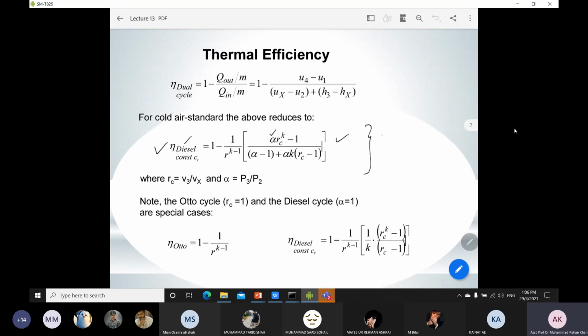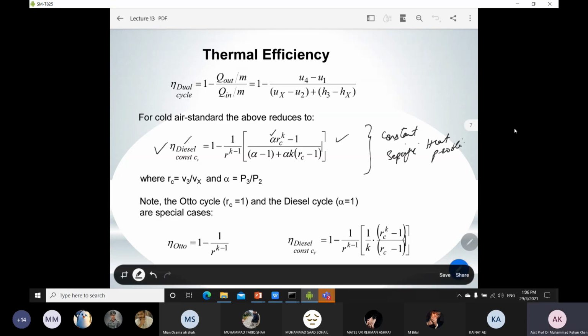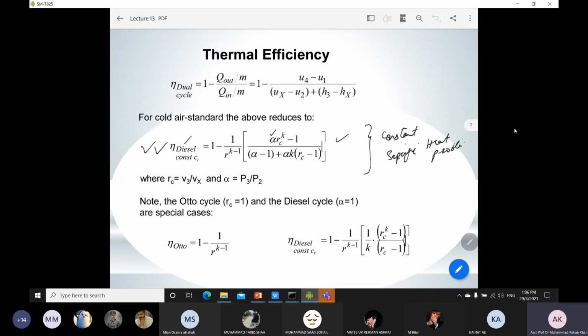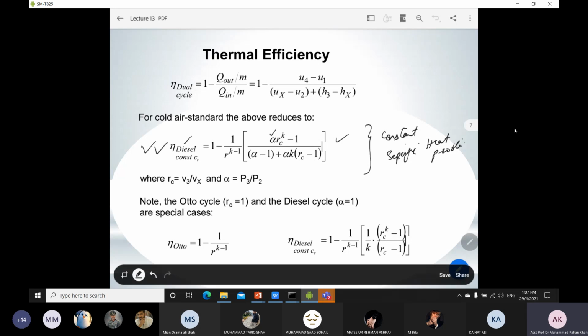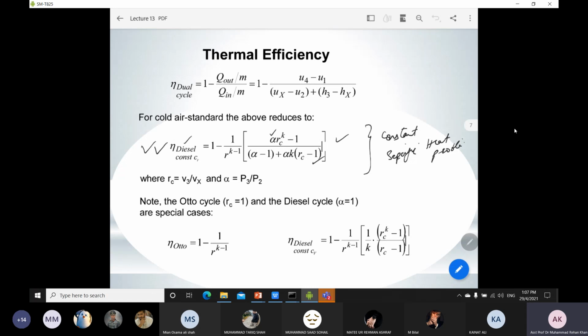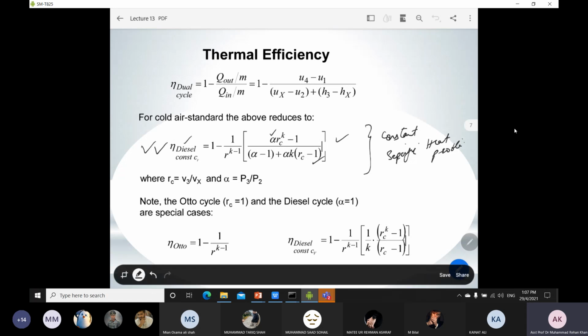Okay, and this equation is valid for constant specific heat problems. So if there is an assumption that you have to find the cold air standard efficiency, and if you have the values of compression ratio, cutoff ratio, and pressure ratio, you can just put the values in this equation and easily find the efficiency for the cold air standard assumption.